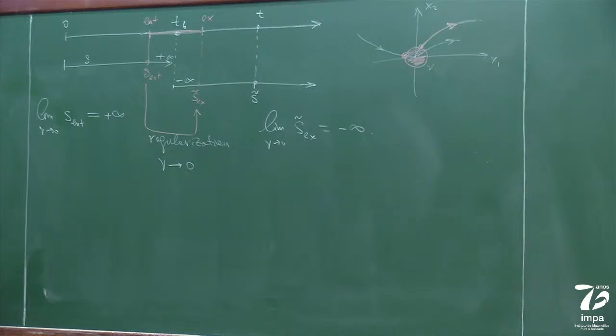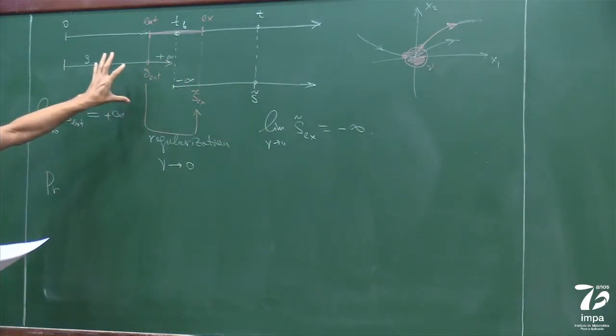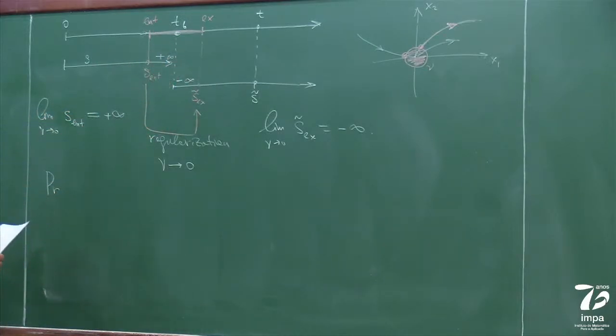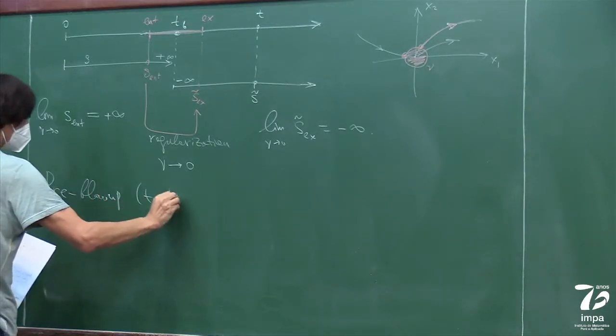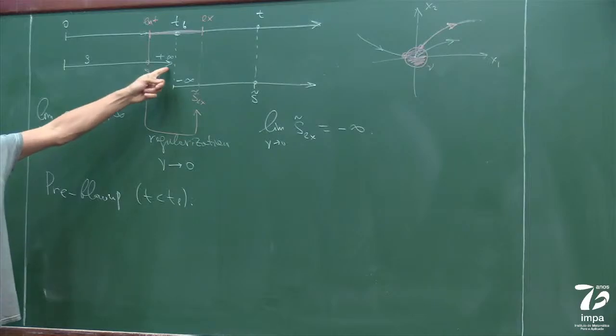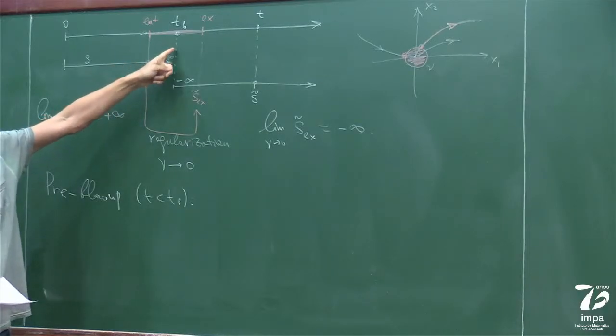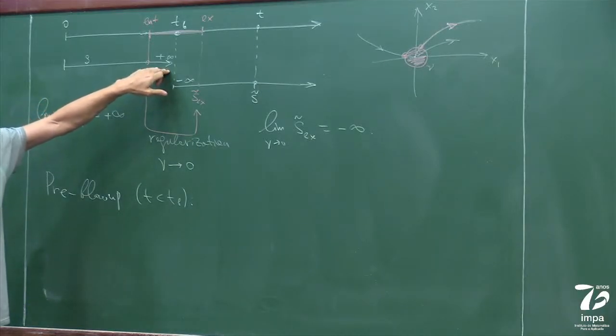So that leads to two conclusions. The first conclusion is that you can characterize pre-blow-up and post-blow-up, so the solution before TB and after TB. For pre-blow-up, which means T smaller than TB, since S goes to plus infinity, whenever you come closer to the blow-up, your behavior will be determined by the attractor.